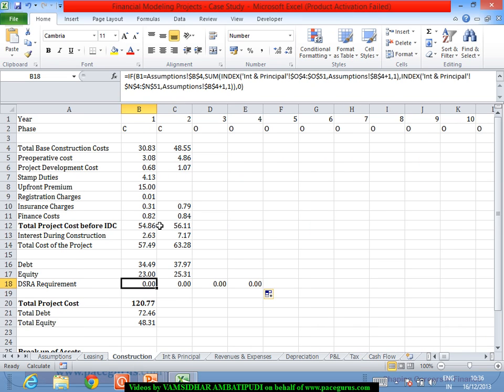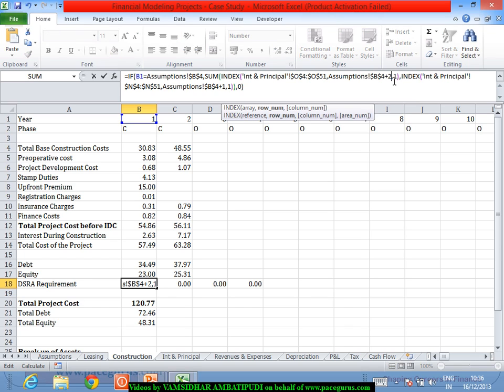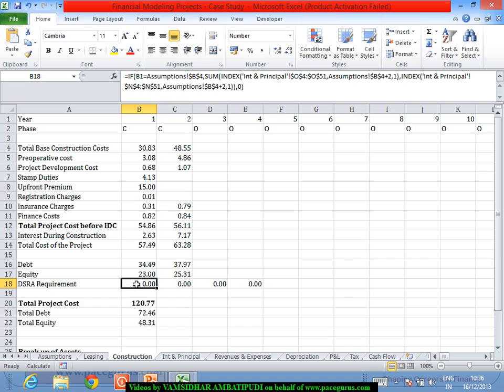If P1 equal to this, index of principal and assumption B4 plus 2, because I want it for the next period. B4 plus 1 is giving for the current period. So I'll go for the next period. So let me now check it. Yes. Now the DSRA requirement, okay, at least the interest and the principal is coming out.